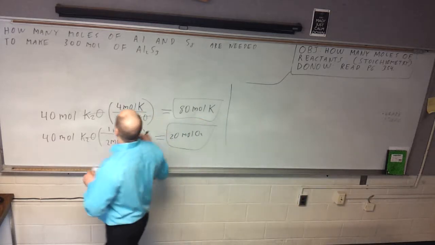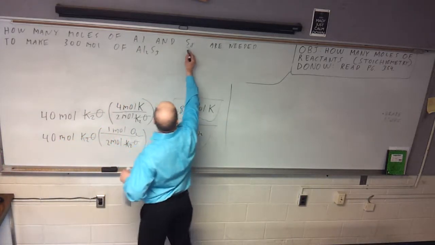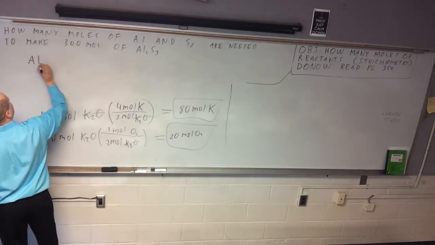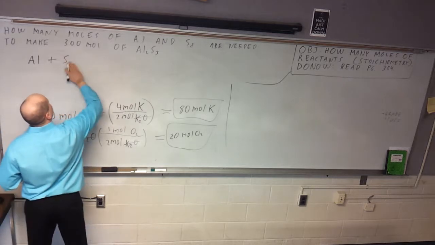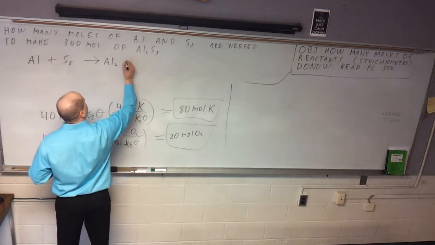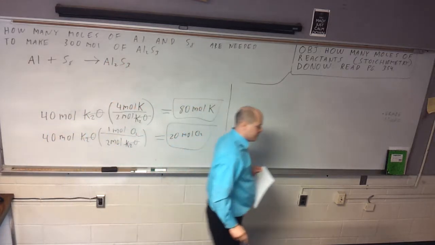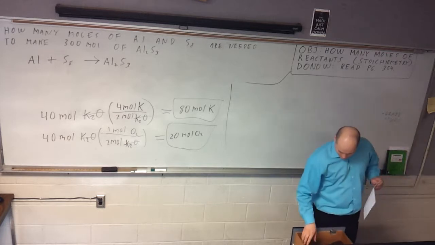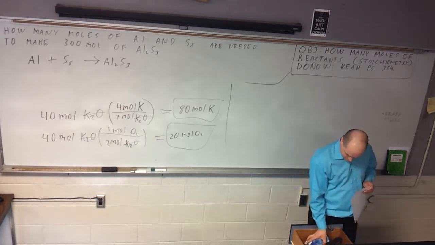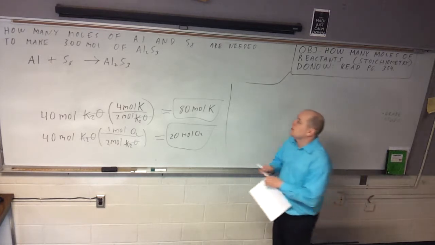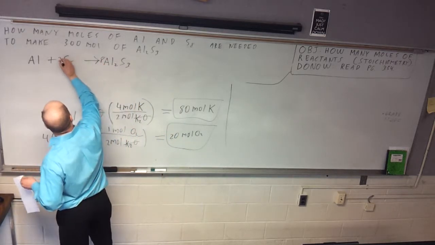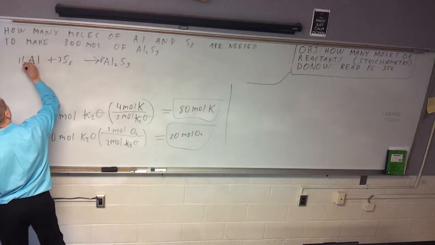Okay, so first thing we have to do is write out the equation. It's going to be this and this. We're going to make that. So aluminum plus sulfur, that's an 8, right? Makes Al2S3. Okay, so we got to balance this. It's going to be an 8 here, a 3 here, and a 16 here. Okay?